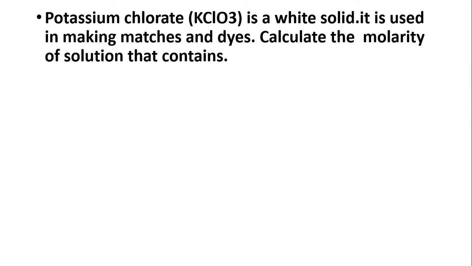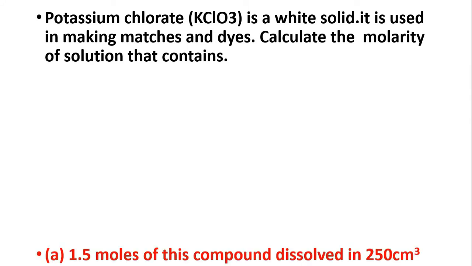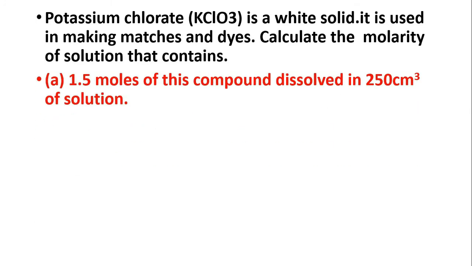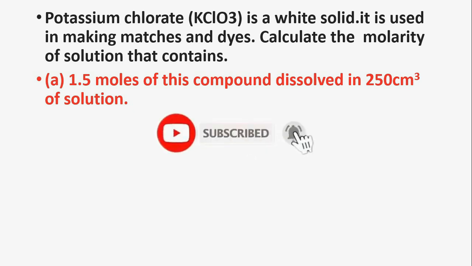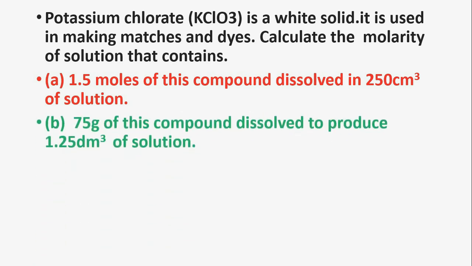Potassium chlorate is a white solid. It is used in making matches and dyes. Calculate the molarity of a solution that contains: Part A, 1.5 moles of this compound dissolved in 250 cm³ of solution. Part B, 75 gram of this compound dissolved to produce 1.25 dm³ of solution.